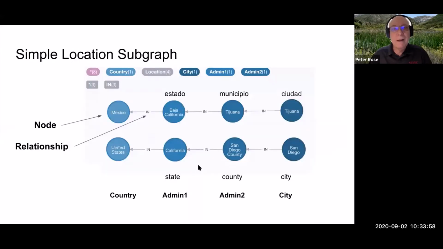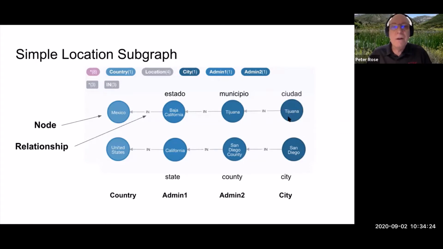Let me first explain what a graph is. We show a simple graph here that just shows some location information. The round circles represent nodes in a knowledge graph. So Mexico is a country. Then we have a state, Baja California. We have a municipality, Tijuana. And then we have the city of Tijuana.